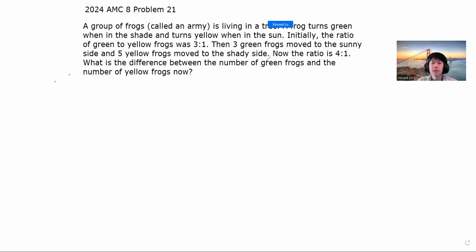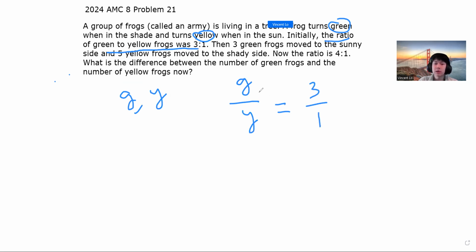All right, so when we see this problem, we see there are two variables: green and yellow frogs. Whenever we see something like this, we should make these into letter variables, G and Y. The problem gives us that the ratio of green and yellow frogs was 3 to 1. That means G over Y is equal to 3 to 1. If we cross multiply, we get that G is equal to 3Y. So that is one thing we have.